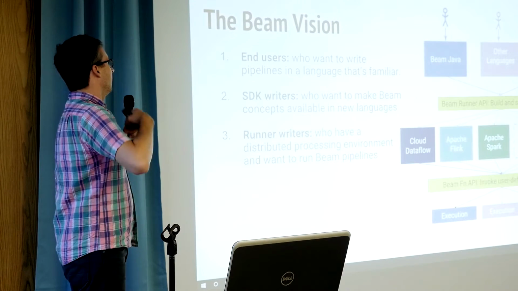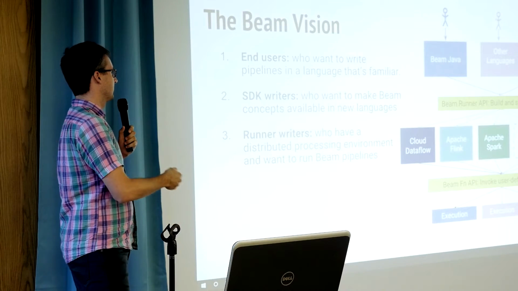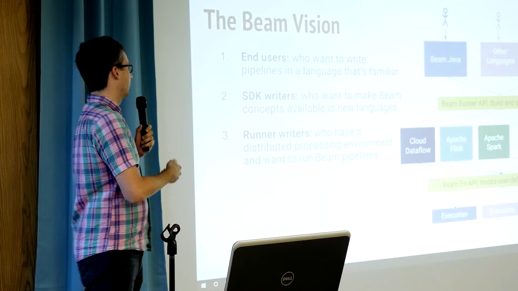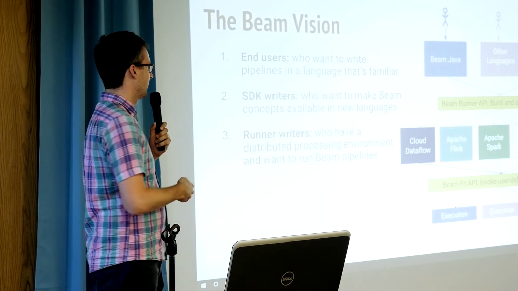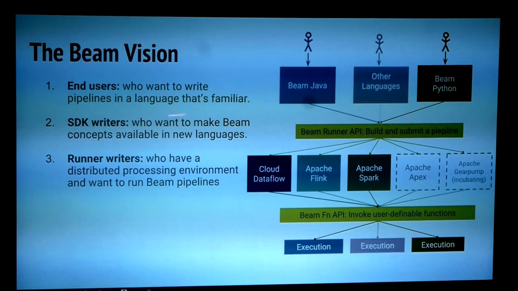So what we started to think about were 3 groups of users. We have end users. We want to keep them happy. They're the ones who want to write pipelines. They want to write pipelines in a language that's familiar, and that's why we have a Java SDK and a Python SDK. And there are SDK writers, who are the people maintaining this stuff, and they want to make Beam concepts available in their language of choice. So maybe other languages.